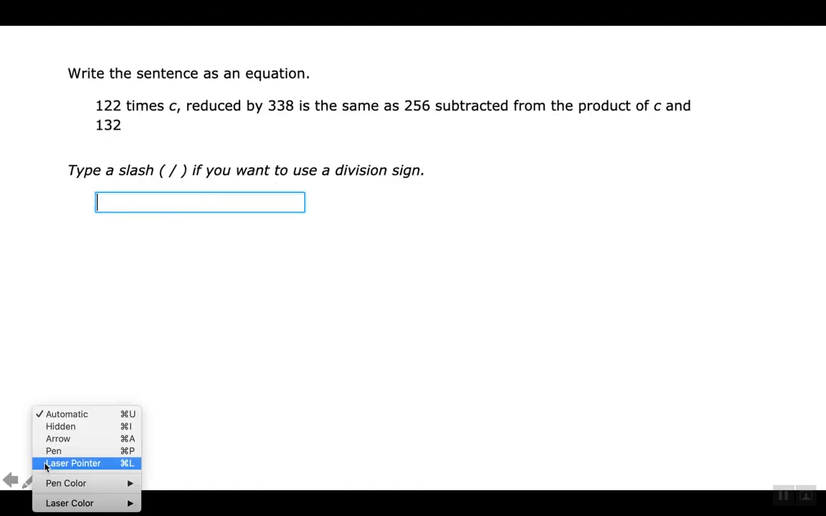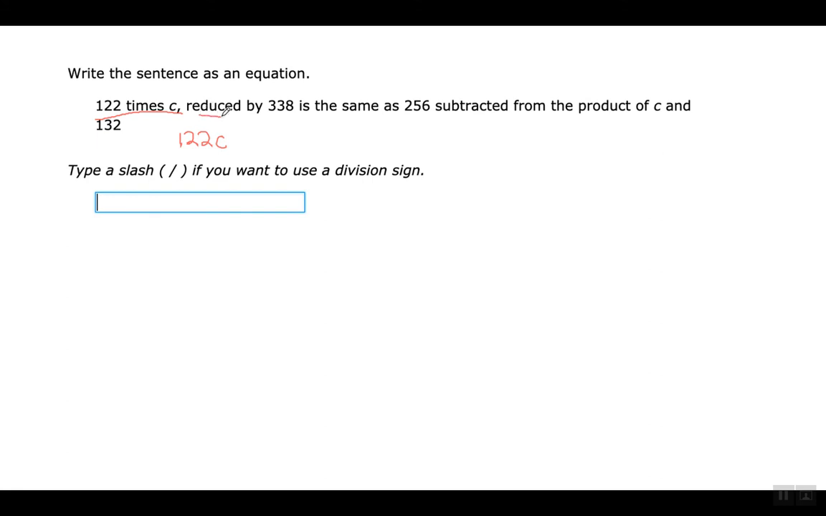Okay, I'm near the end because these are the ones that I got from the challenge zone. So you guys will get these also probably. 122 times C. 122 multiplicado por C. Reduced by 338. Reducido por 338. Is the same as. Es lo mismo que 256 subtracted from. 256 restado de. So that's like this. If you're going to subtract it from. The product of C and 132. El producto de C y 132. And that's my answer. Aquí está mi respuesta.